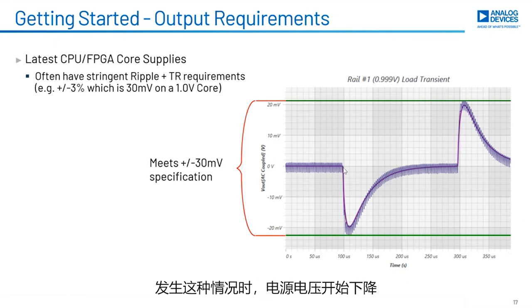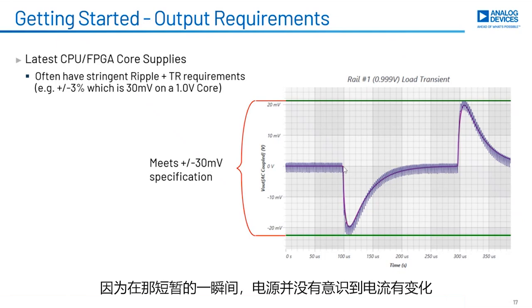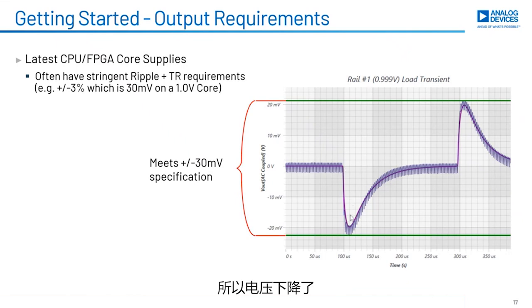And when that happens, the supply voltage starts to fall because, for a brief instant, the power supply isn't aware that the current's changed. So the voltage dips down, and then eventually the power supply sort of realizes, oh, current went up, and it makes changes to the operation to provide the higher current. And so then it brings the voltage back up and it resettles to that nominal value. But so this area right here, this is the transient response.